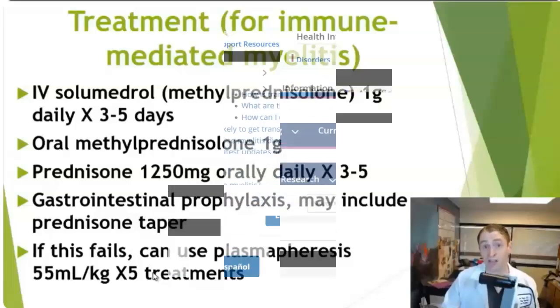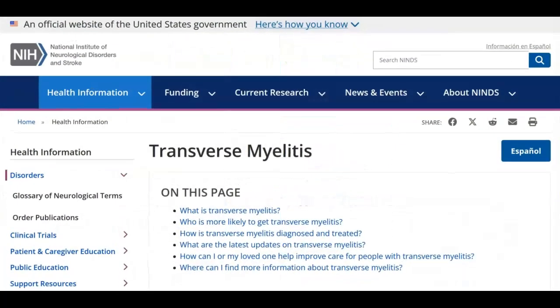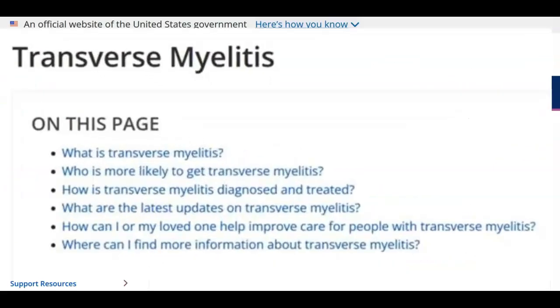I found this article. It's quite recent. It's from the National Institutes of Health, the National Institute of Neurological Disorders and Stroke, on transverse myelitis. And just to see what's on the page: what is transverse myelitis? Who is more likely to get transverse myelitis? How is transverse myelitis diagnosed and treated? What are the latest updates on transverse myelitis? How can I or my loved ones help improve care for people with transverse myelitis? And where can I find more information about it?